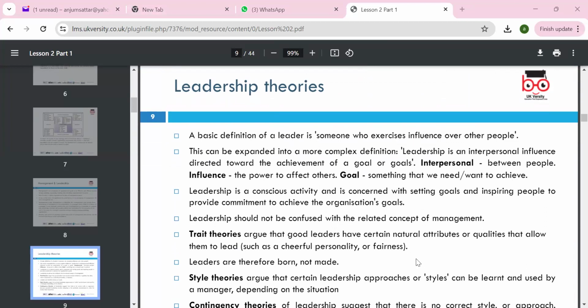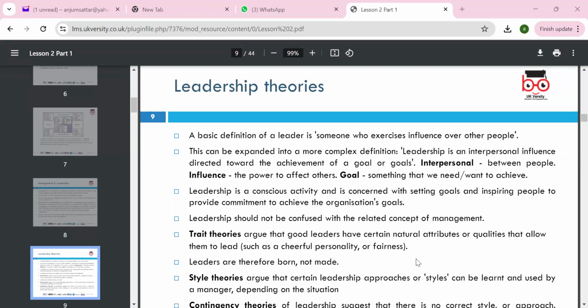So we can look at the basic definition of a leader: someone who has the power to influence. A leader has interpersonal influence directed towards the achievement of a goal. Interpersonal, between people, influence, power to affect others. The goal is something we need and want to achieve. Leadership is a conscious activity concerned with setting the goal, inspiring people, and providing commitment to achieve organization goals.